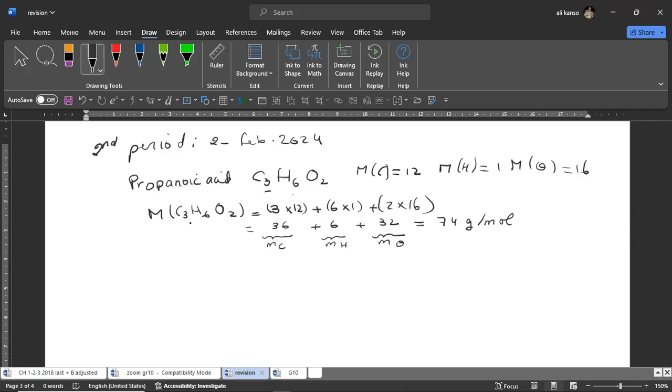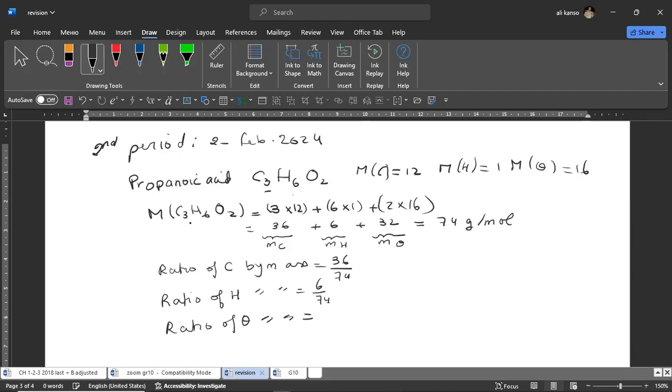Now, if you have to calculate, this is the ratio. Ratio of carbon by mass, the total mass is 74, is 36 out of 74. The ratio of hydrogen by mass is 6 out of 74. And the ratio of oxygen by mass is equal to 32 out of 74.